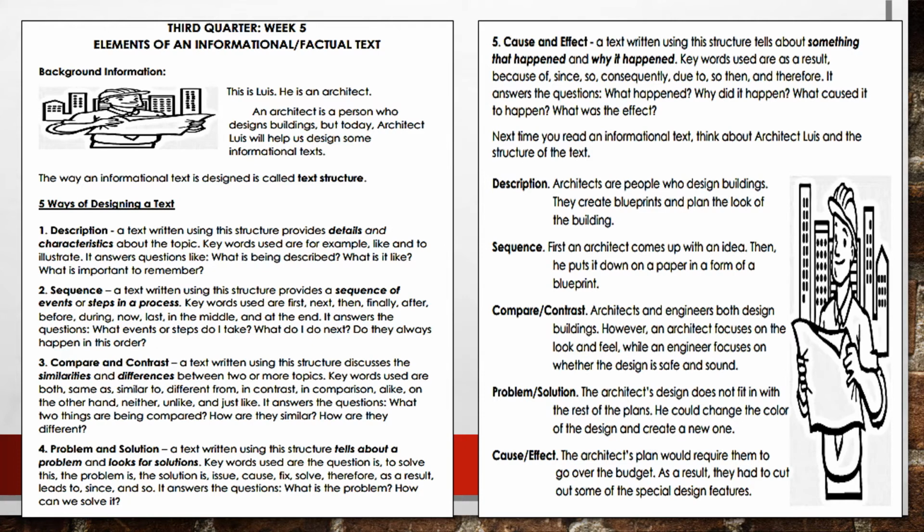So I guess you've already understood our lesson for this day. Let us move on to our activity on the next page of your module.